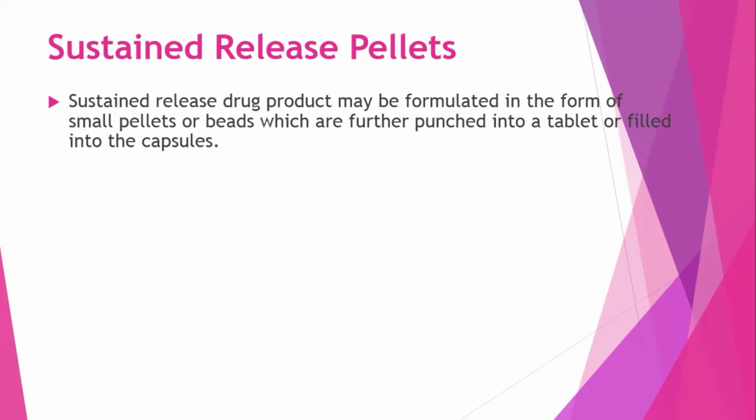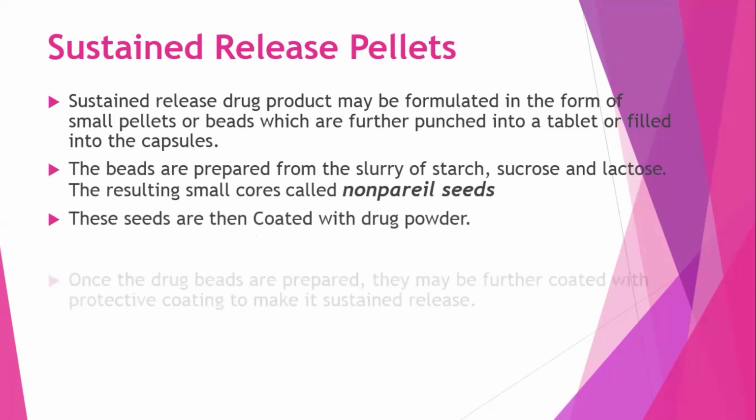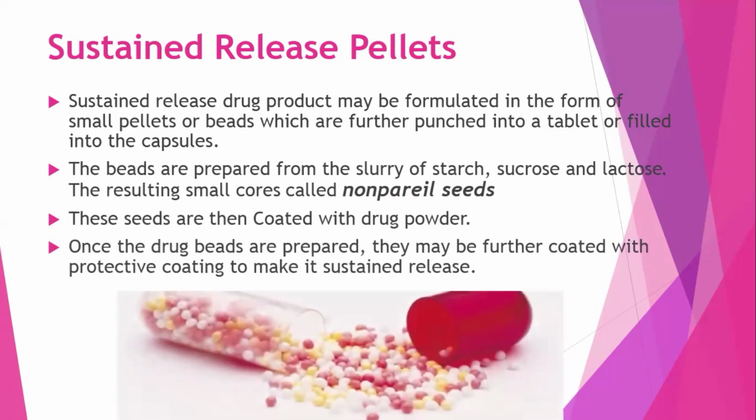So a sustained release drug product may be formulated in the form of small pellets or beads, which are further punched into a tablet or filled into capsules. The beads are prepared from a slurry of starch, sucrose, and lactose. The resulting small cores are called non-pareil seeds, and then these seeds are coated with drug powder. Once the drug beads are prepared, they may be further coated with a protective coating to make them sustained release. As in the figure, you can see small beads of various colors mixed.